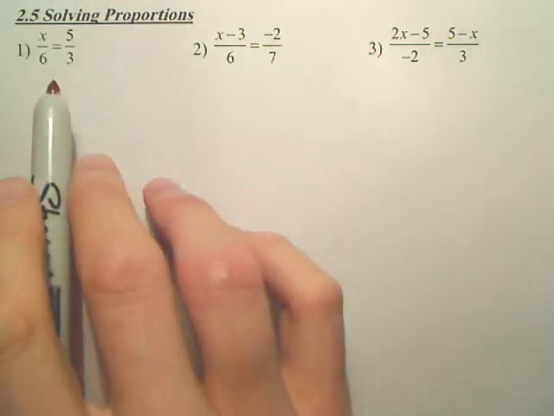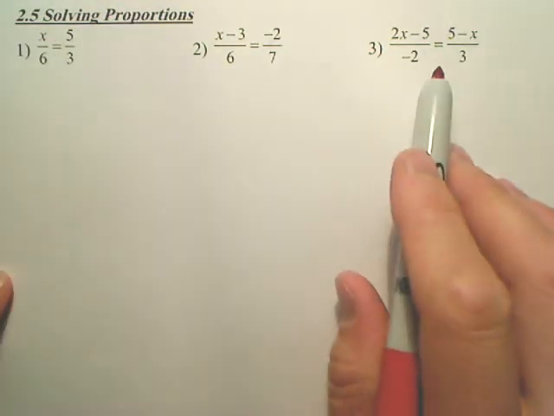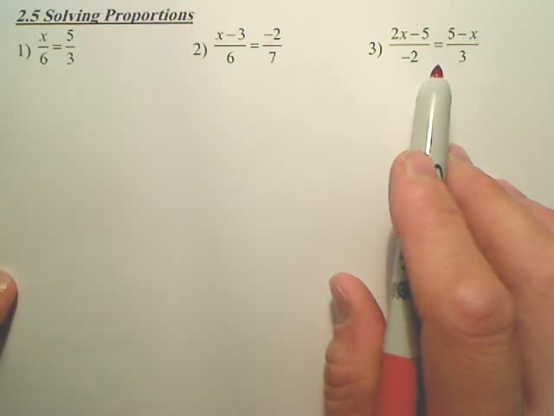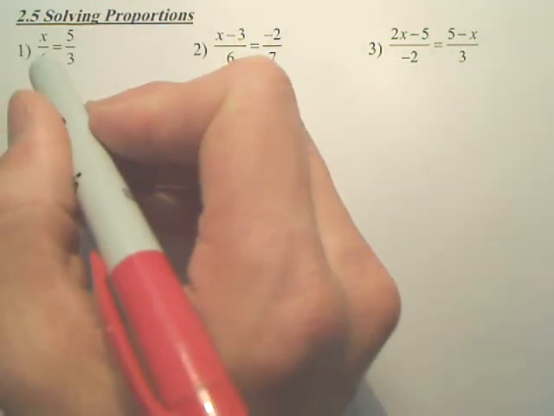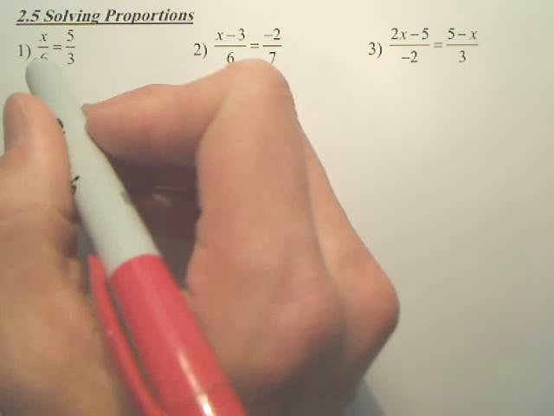Solving proportions. As you can tell for all of these, they're fractions equal to fractions. It's called a proportion. The easiest way to solve a proportion is called cross multiply. And basically, you do exactly what it says, cross multiply.